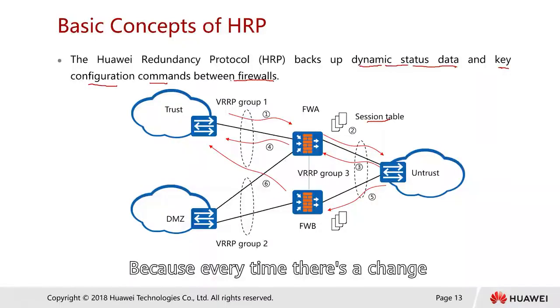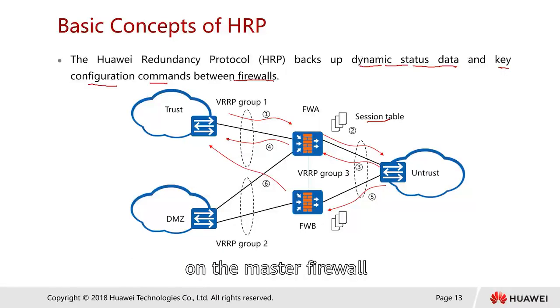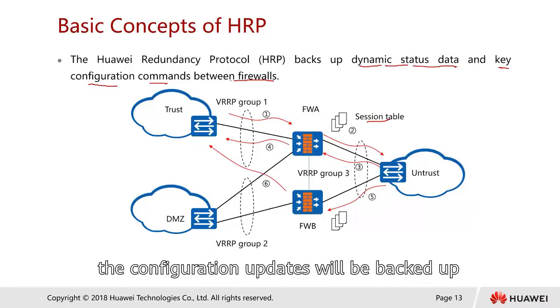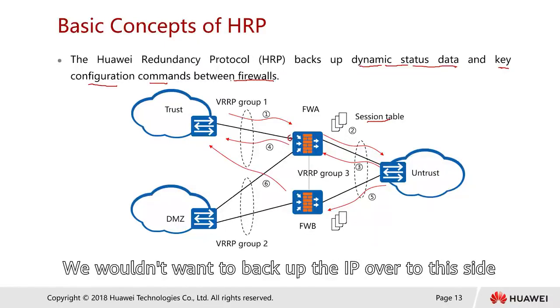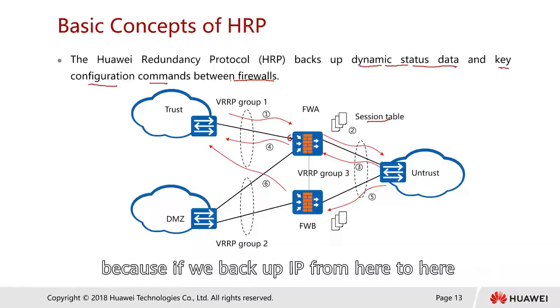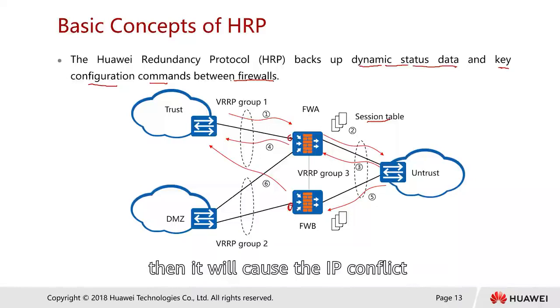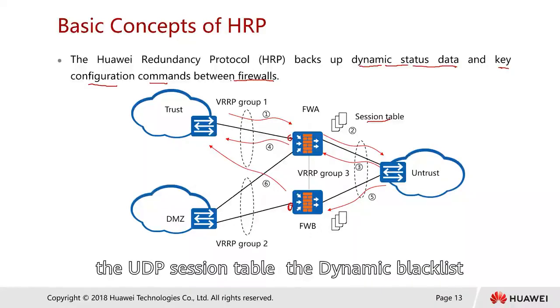Because every time there's a change on the master firewall, the configuration updates will be backed up to the other firewall. But not all the configuration, only certain key configuration. For example, the IP address. We wouldn't want to back up the IP over to this side, right? Because if we were to back up the IP from here to here, it would cause an IP conflict.